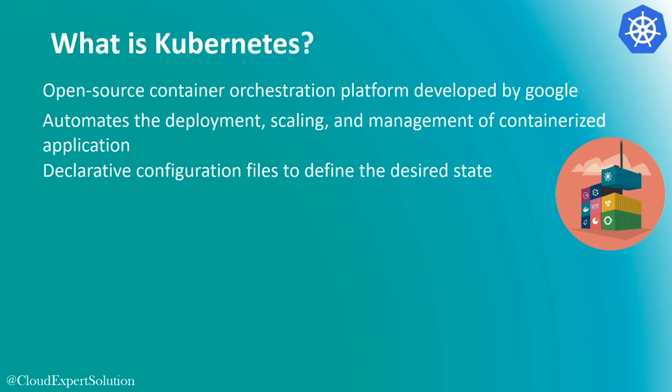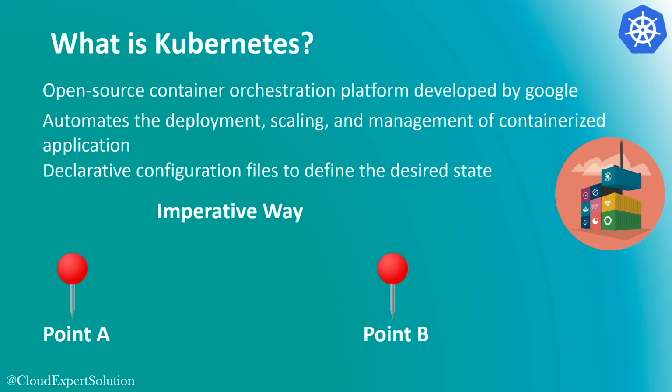Now you must be thinking, what is declarative configuration? Let's understand the concept using an example. First, let's understand what the imperative way is. Let's assume that I have point A and I want to go to point B. The first option is I can drive. If I am driving, I have to monitor first. I have to go right, left, right, left. I have to keep track of the entire route from point A to point B.